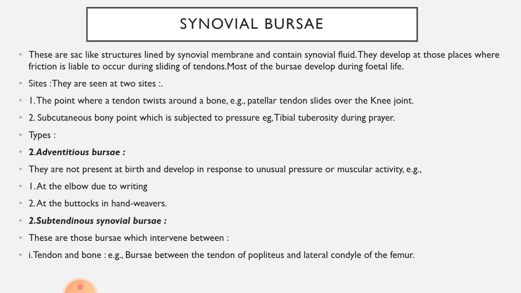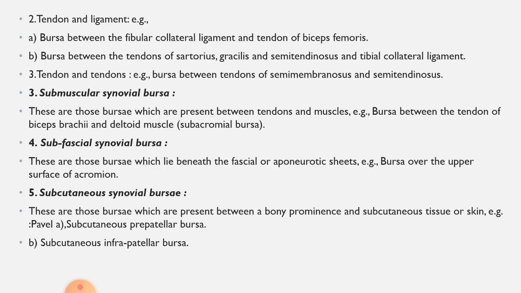Subtendinous synovial bursa. These are those bursa which intervene between the tendon and bone, for example the tendon of the popliteus and the lateral condyle of the femur, which is the distal part of the femur. Between tendon and ligament, for example, the bursa between the fibular collateral ligament, which is the ligament around the knee joint, and the tendon of the biceps femoris, which is the muscle of your thigh.